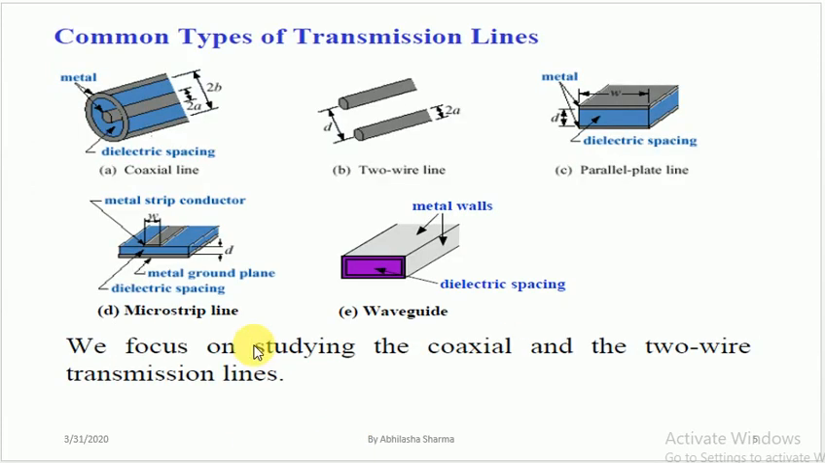So there are different types of transmission line. Some common types of transmission line are shown here. This is a coaxial transmission line, two-wire transmission line, parallel plate transmission line. Next one is a microstrip transmission line, and this one is the waveguide. So in this course or in these slides, we mainly focus on the coaxial and two-wire transmission line.